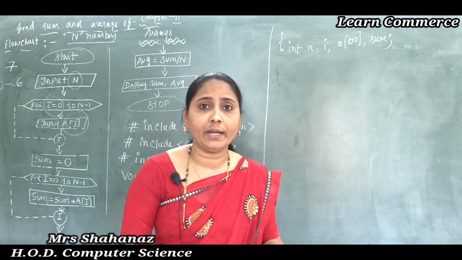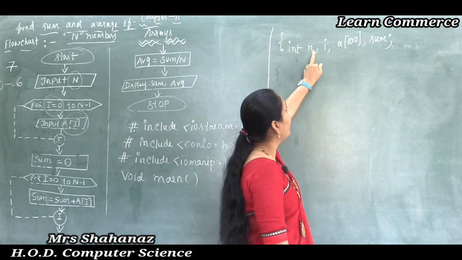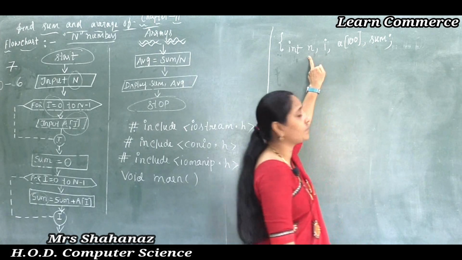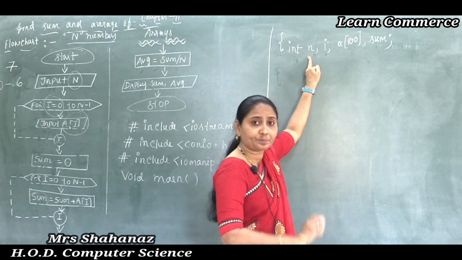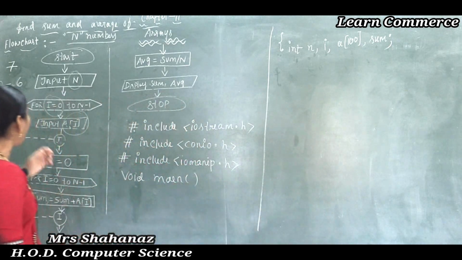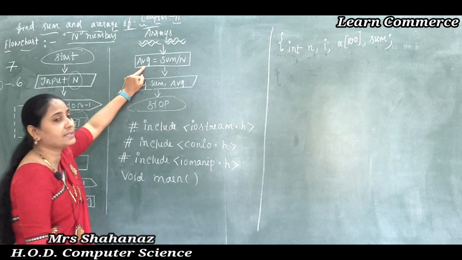Finally the statement is terminated by using the semicolon. So what are the variables I declared? n, I, a of 100, sum, all those variables separated by commas and terminated by a semicolon. And I also need to declare one more variable. The variable is the average.